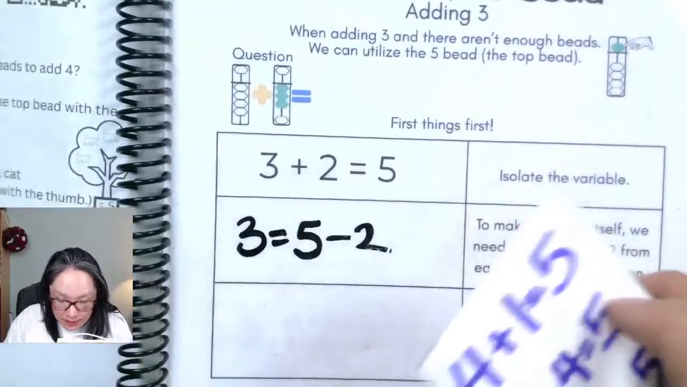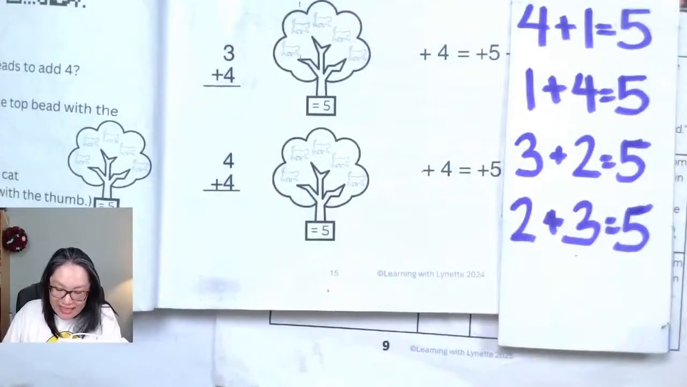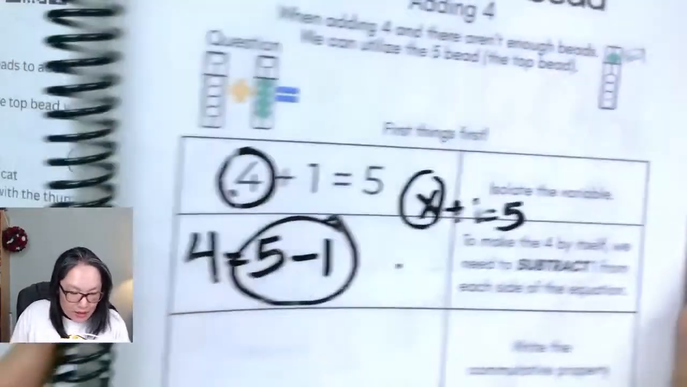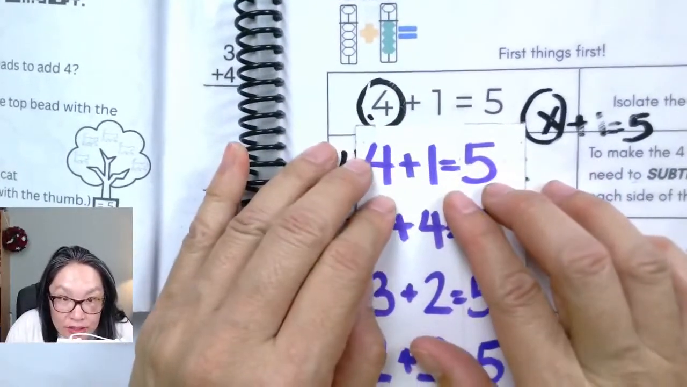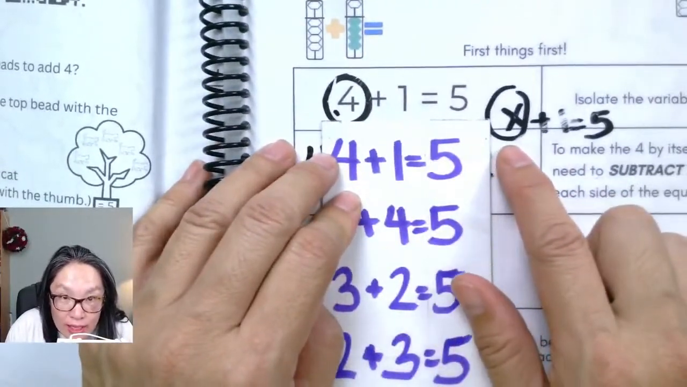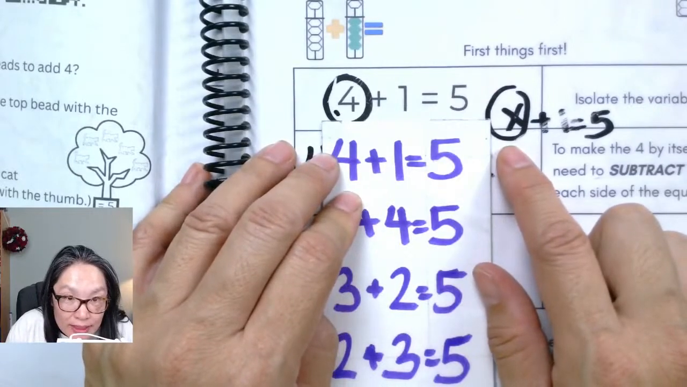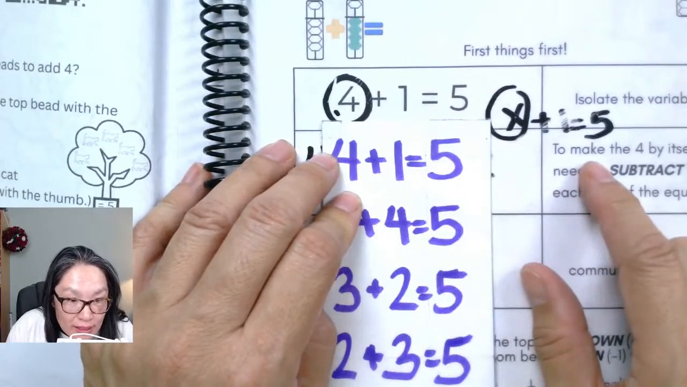So what's going to happen? Oh, we got to do the 4. So we're going to add a 4. Why are we going to add the 4? Because we need to understand that this is the concept we're teaching the kids. Now notice that we're going to try to isolate the variable. Isolating the variable means what? To make the 4 by itself.